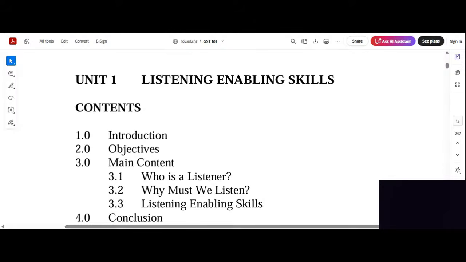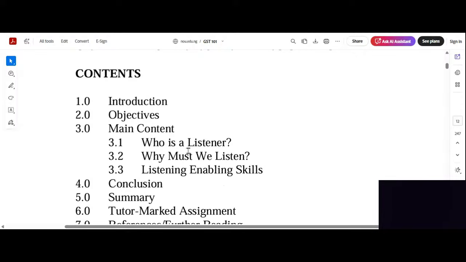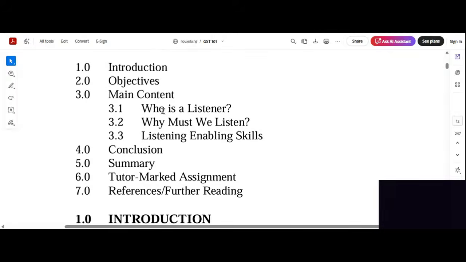But the main thing you want to learn in this unit is what are the things I need to exhibit in order to be able to listen. But before we achieve that, we need to learn the meaning of listening itself. Then, who is a listener? Why must we listen? And listening enabling skills. Three things we are concerned about in this unit.